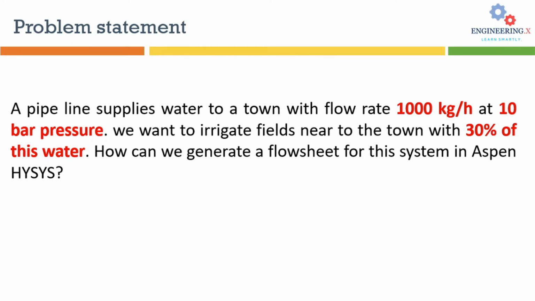Learning is always effective when we learn via solving problems. In this tutorial, we will try to create a flow sheet for this problem. The problem statement is: a pipeline supplies water to a town with a flow rate of 1000 kg per hour at 10 bar pressure. We want to irrigate a field near the town with 30% of this water. How can we generate a flow sheet for this system in Aspen HYSYS? So let's move to the HYSYS software.